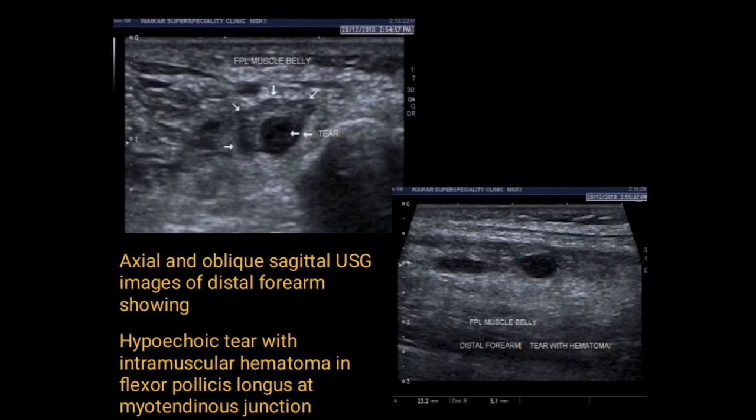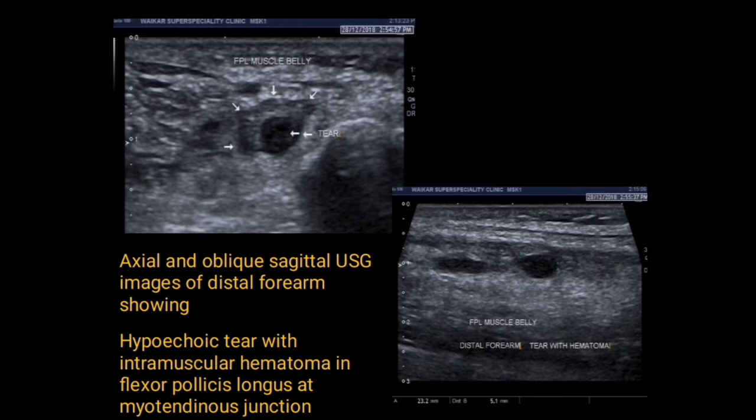So, where was the pathology? FPL tendon was definitely looking intact throughout its course, right from its insertion onto the base of distal phalanx up till the carpal tunnel. So I started scanning proximal to the carpal tunnel, and these are the axial and oblique sagittal USG images of distal forearm.